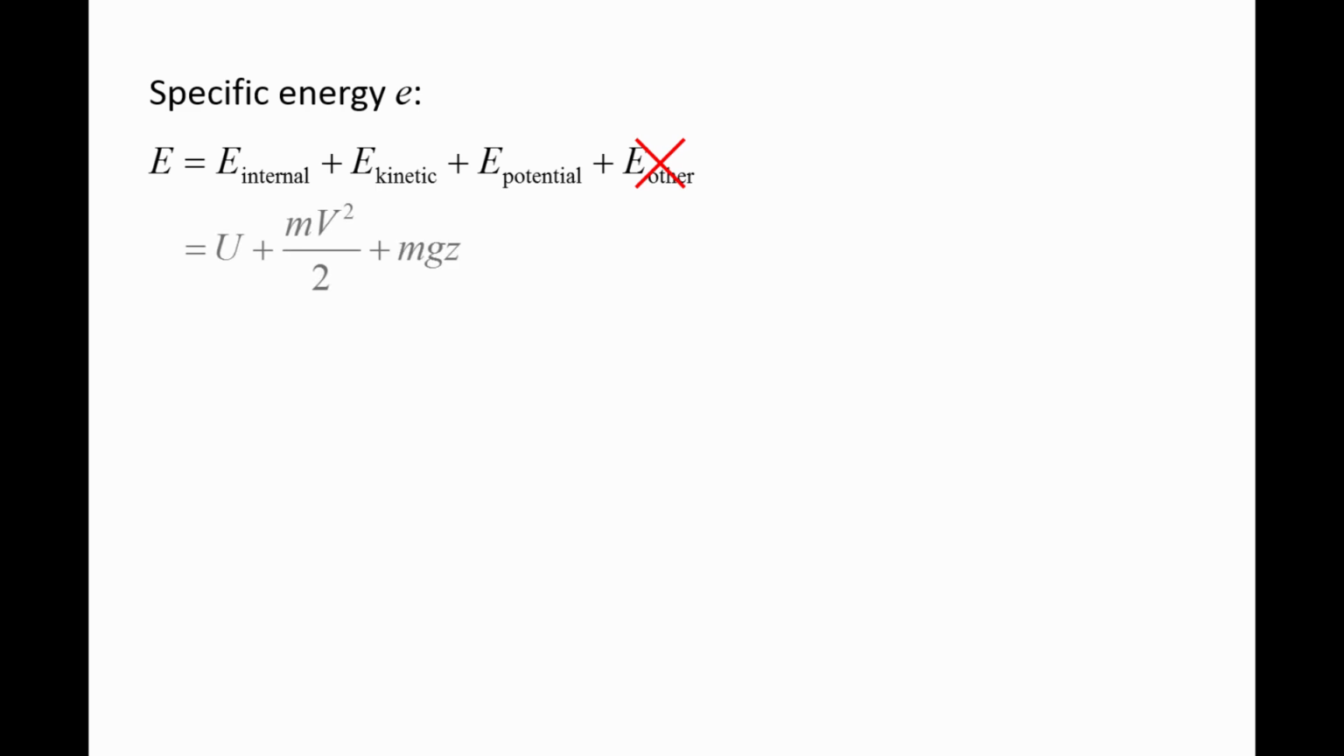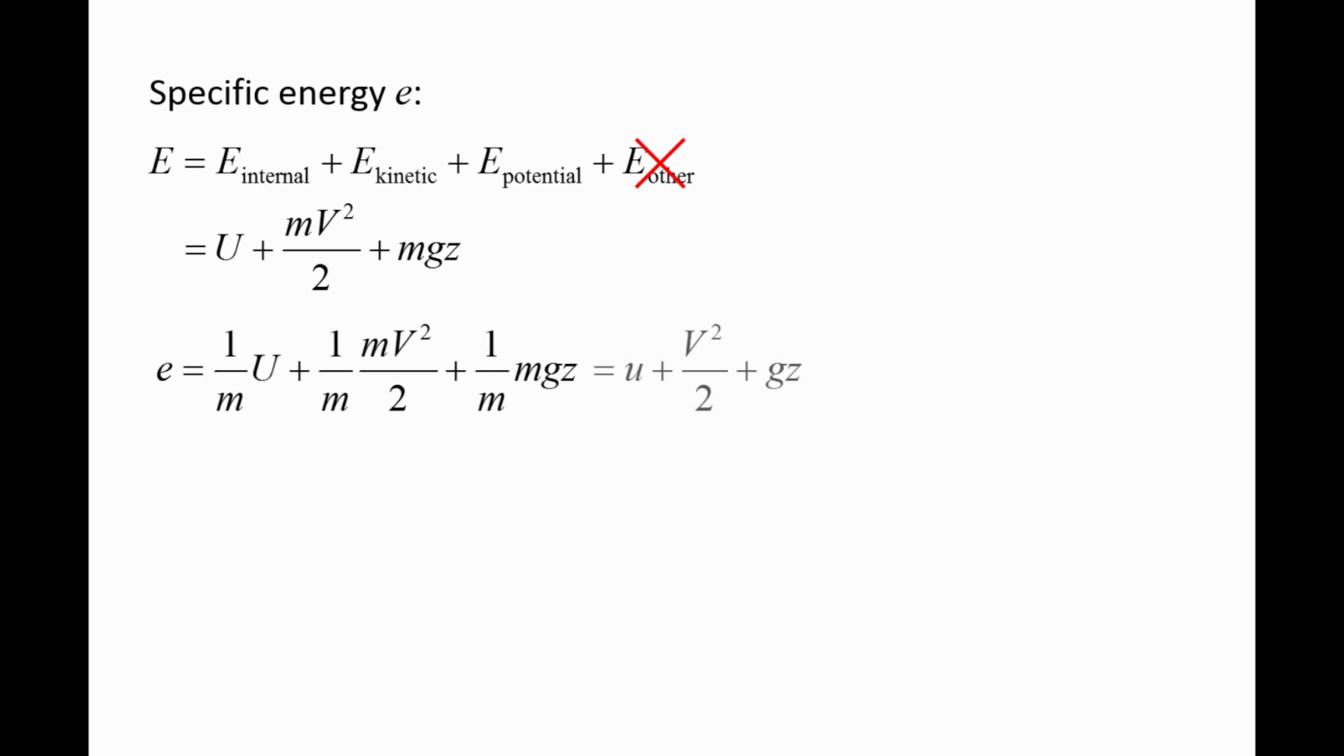The internal energy will be represented by capital U. The kinetic energy is equal to 1/2 mass times velocity squared. The gravitational potential energy is equal to mass times the gravitational acceleration g times the elevation z. The specific energy is the total energy divided by mass, and is equal to the specific internal energy, lowercase u, plus v squared over 2, plus g times z.